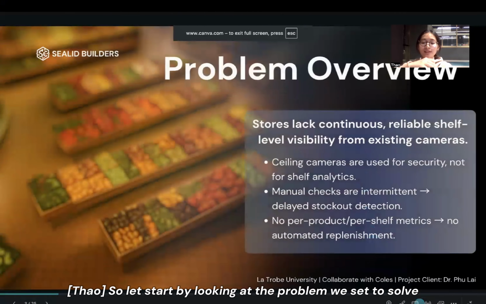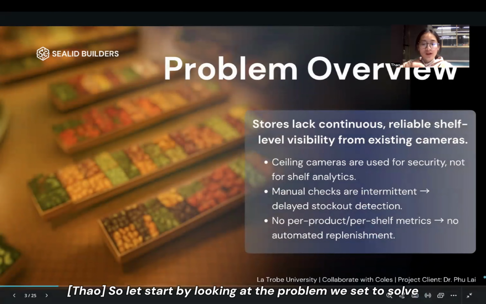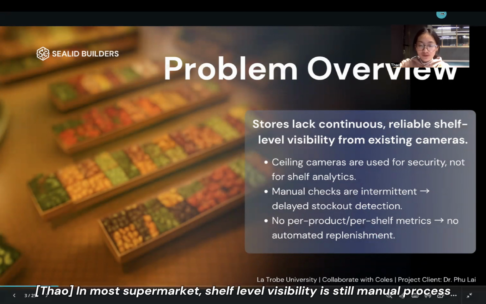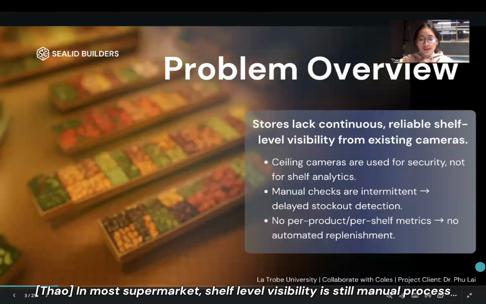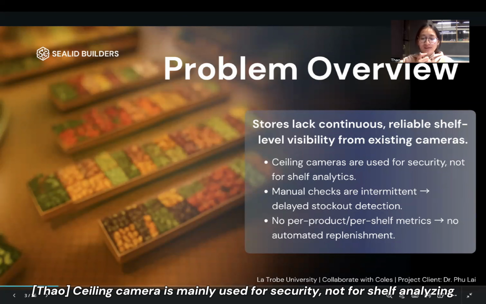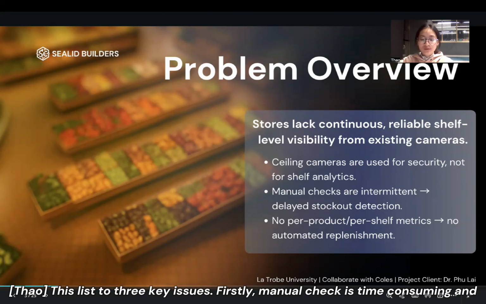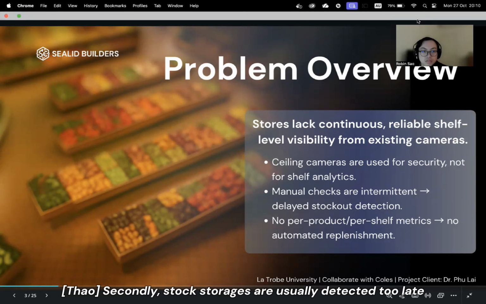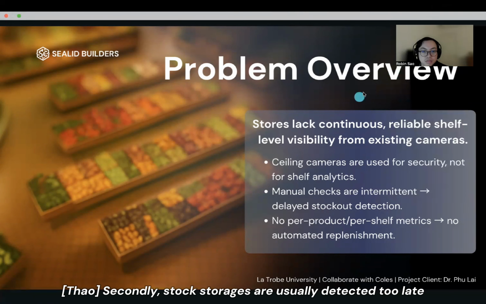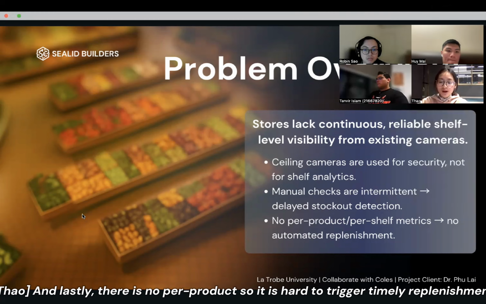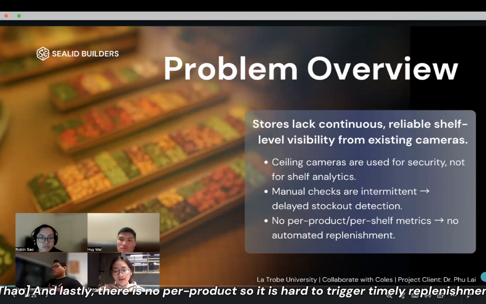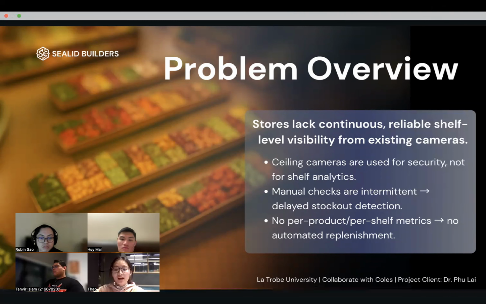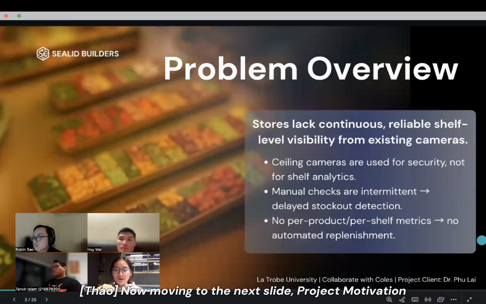So let's start by looking at the problem we set out to solve. In most supermarkets, shelf level visibility is still a manual process. Ceiling cameras are mainly used for security, not for shelf analysis. This leads to three key issues. Firstly, manual checks are time-consuming and inconsistent, which means gaps are often missed. Secondly, stock shortages are usually detected too late. And lastly, there is no per-product tracking, so it's hard to trigger timely replenishment. Now moving to the next slide, project motivation.